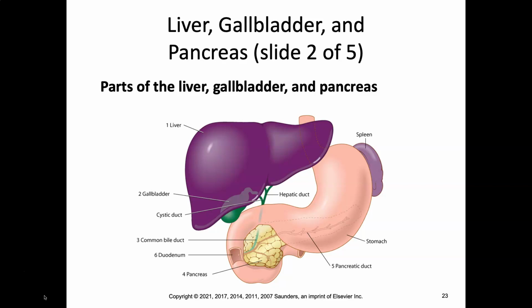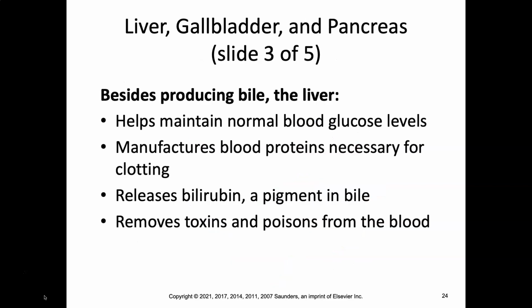So here's your answer. The liver has several involvements in this, and you'll see in the next slide, I think it is. But here's how they're all hooked together. You've got the hepatic duct, the common bile duct that you can see there. Here you go, liver. Besides producing bile, and we can talk about bile if you really want to, it helps maintain normal blood glucose levels, helps you manufacture those blood proteins that you need for clotting.